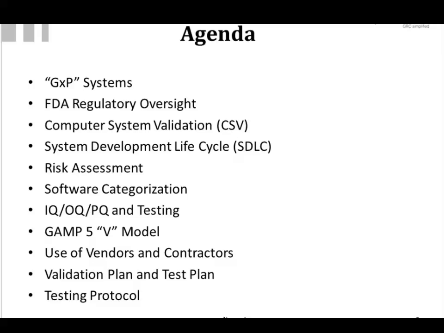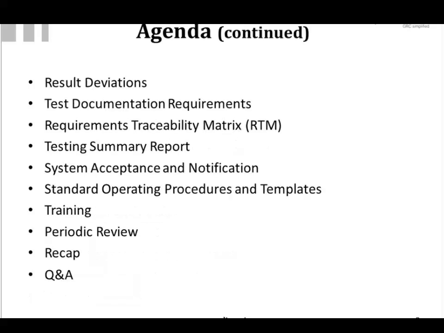We'll talk a little bit about the use of vendors and contractors to expedite testing. And then we'll get into individual deliverables like the validation plan and test plan, testing protocol, the result deviations, test documentation requirements, the requirements traceability matrix or RTM, the summary report, acceptance and notification of system going into production. And following that, we'll talk a little bit about standard operating procedures, templates, and training, and the importance of periodic review of your validated system. We'll recap and have questions and answers. So let's get started.